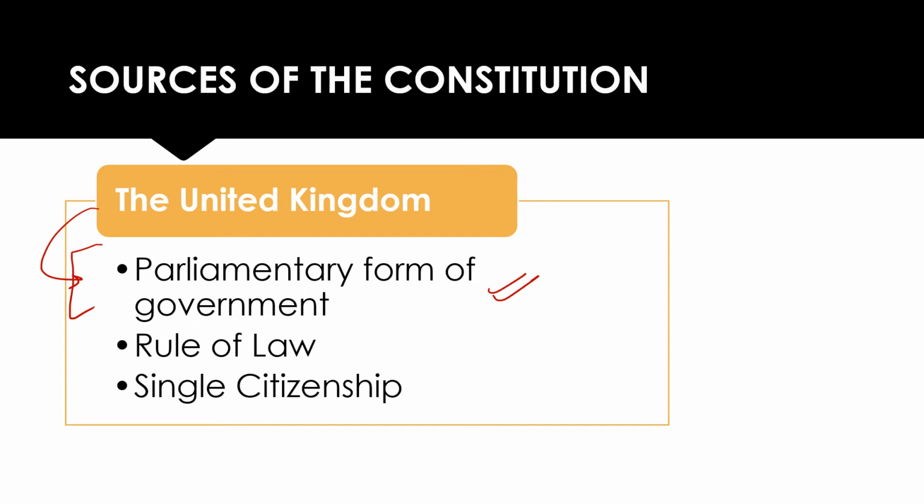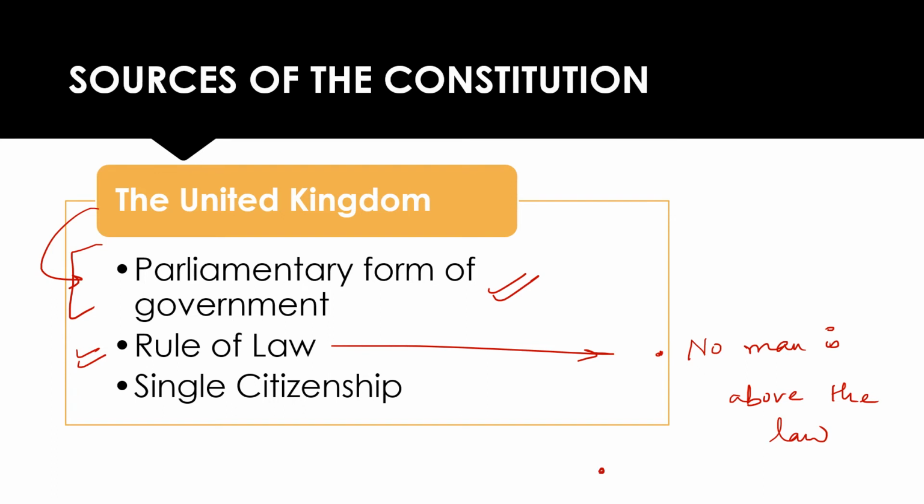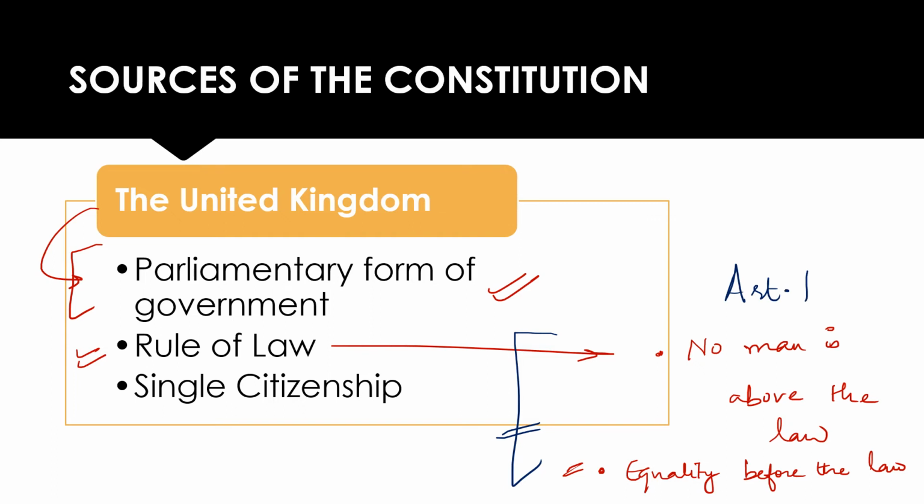We also have got the principle of the rule of law. Now, what is rule of law? Rule of law means that there is no person above the law. The law applies equally to every person. So no person, no man is above the law, and that there is equality before the law. So the law is supreme. So the supremacy of the law is basically rule of law, and this is something that we get from the United Kingdom, and we also find this in the Constitution of India in Article 14.